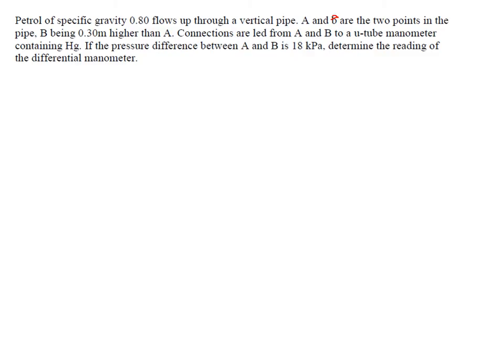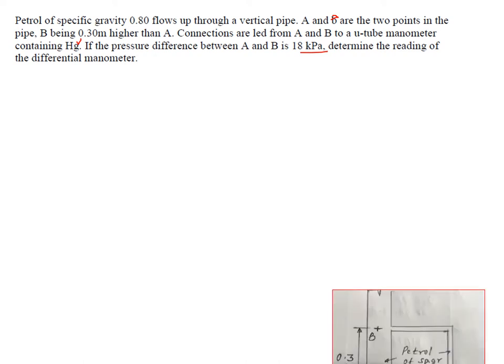Connections are taken from A and B and connected to a U-tube manometer, which is containing mercury. The difference of pressure between A and B is 18 kPa, kilopascal. You have to find the reading of the differential manometer, which is nothing but the difference of the mercury levels.